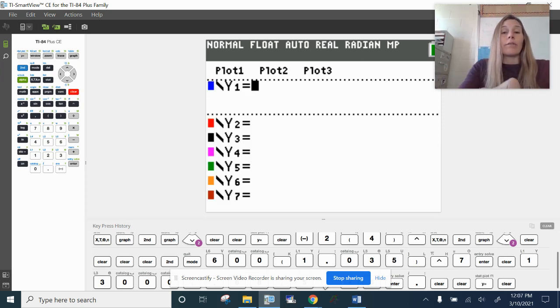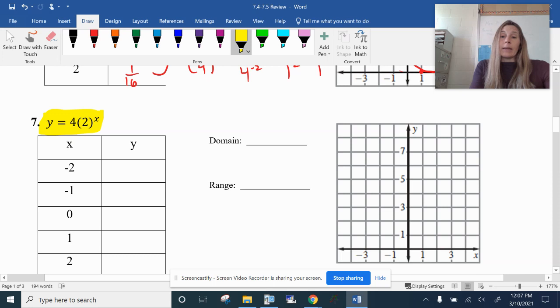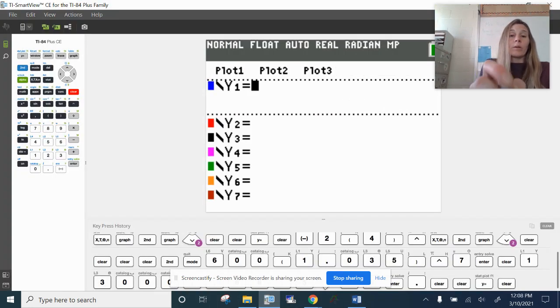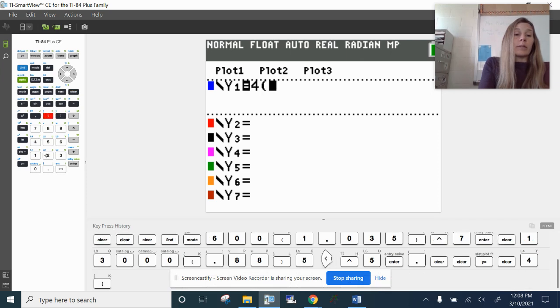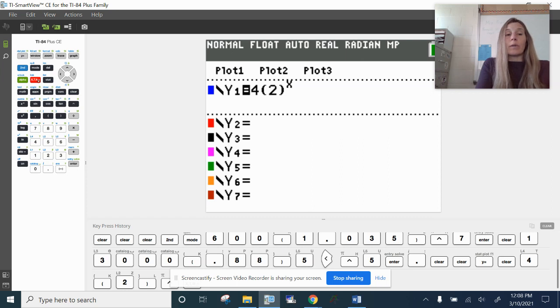Now, I'm going to clear that for a second. This is where you type in the equation exactly as it's written on the paper that I've highlighted here, right? So 4 times 2 to the x power. So 4, parenthesis 2, close the parenthesis, raise it to the x power. And your exponent key is this one just to the right of that alpha key.